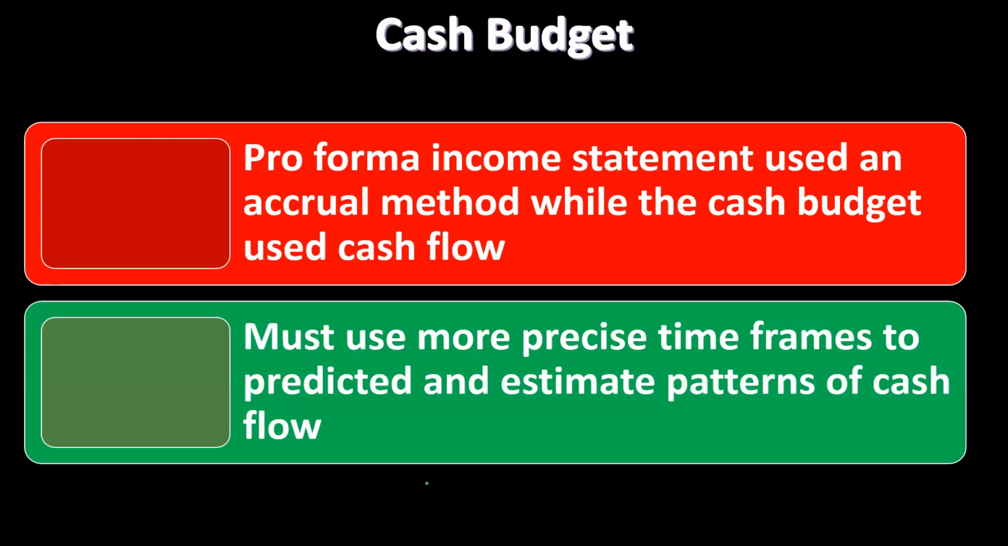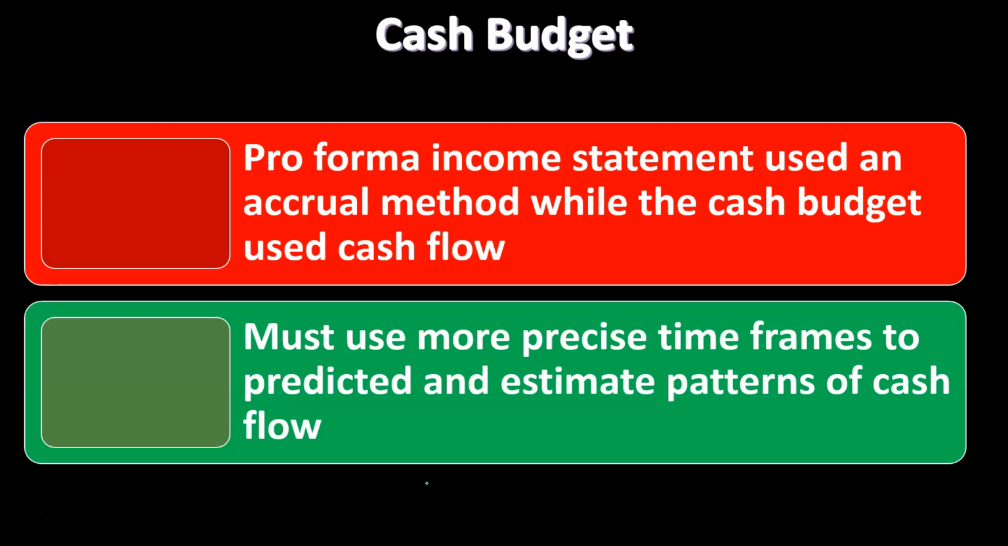So we must use more precise time frames to predict and estimate patterns of cash flows. The cash flows can actually be a little bit more difficult, because when we think about something like revenue on an accrual basis method, we can think about what the revenue generation is and not have to worry so much about what the cash flow is going to be related to it, meaning whether we make the sale on a cash basis or we make the sale on account, going through accounts receivable, receiving the cash later.